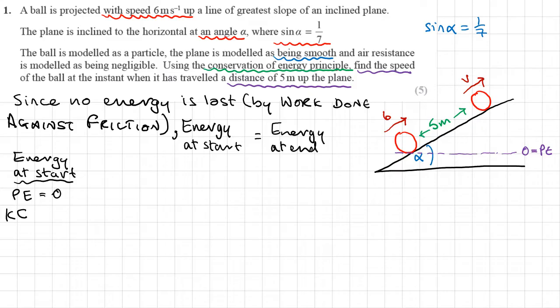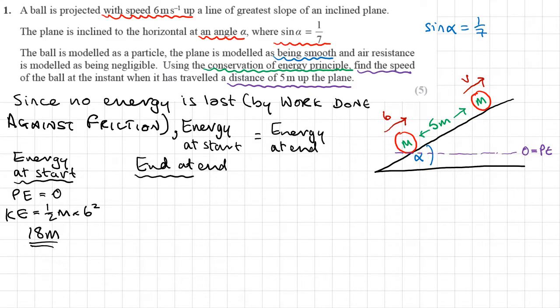Kinetic energy, half mv squared, is half. Now the mass of the particle, we're not given, so we'll just call that m. So half m, and then v squared, 6 squared. Okay, so the total energy I have at the start is half m times by 6 squared, or half m times by 36. In other words, 18m. Okay, let's look at the energy at the end.